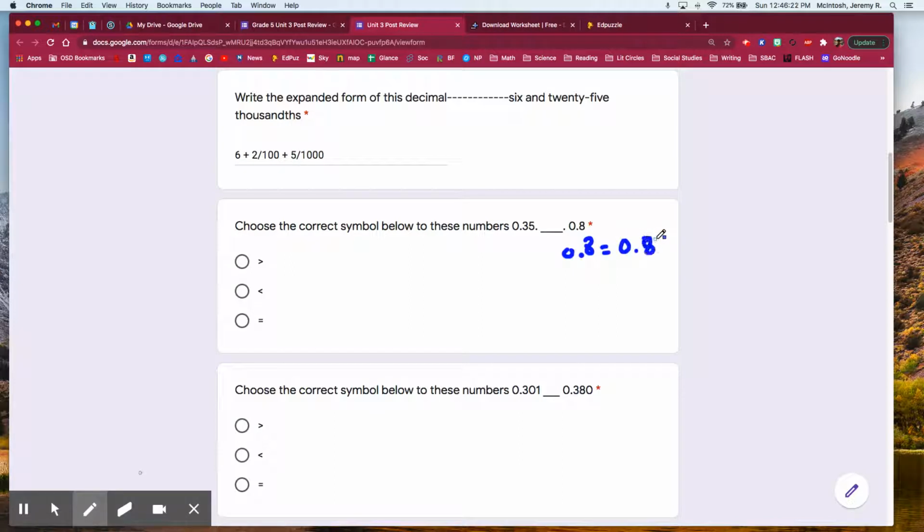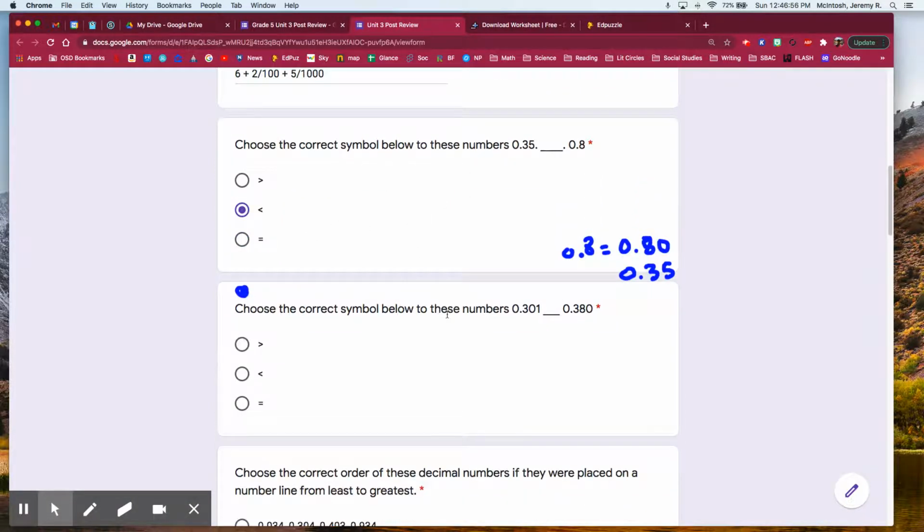And the reason why I'm writing that out is so I can see 35 goes to the hundredths. And so now I can see that 80 hundredths, which is the same as saying 80 cents, is greater than 35 cents or 35 hundredths. So 35 hundredths is less than 8 tenths. So the correct symbol would be that one. And I think you can just click it in there. Yeah. So 35 hundredths is less than 8 tenths. So 8 tenths is greater than.